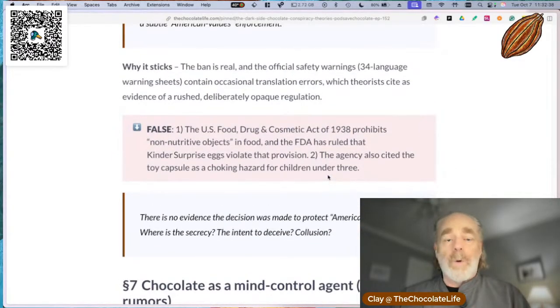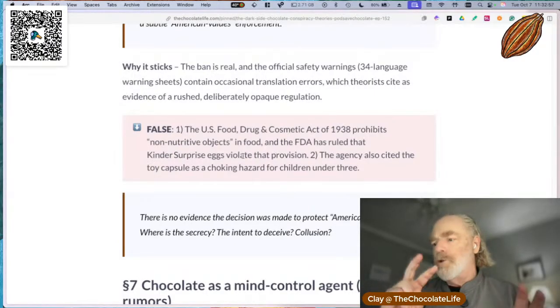So, right, number one, as a conspiracy theory, this is false, right? The U.S. Food, Drug, and Cosmetic Act of 1938 prohibits non-nutritive objects in food, and the FDA has ruled that Kinder Surprise eggs violate that provision. Little tiny plastic toys are non-nutritive objects, right?